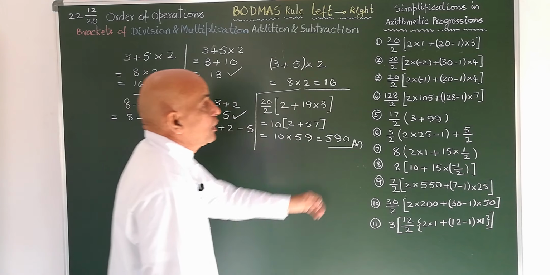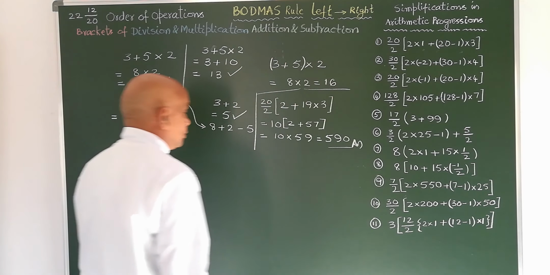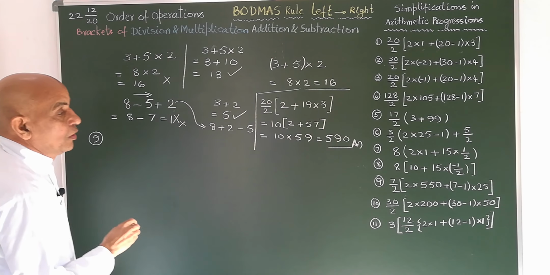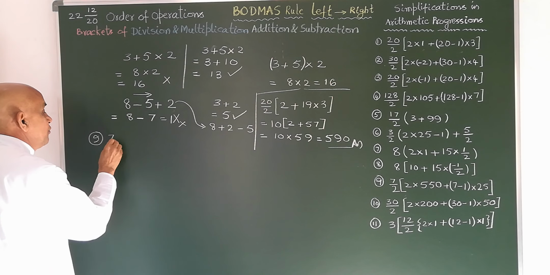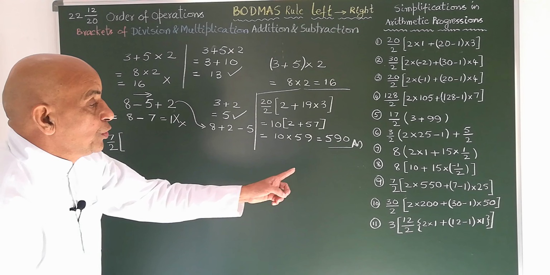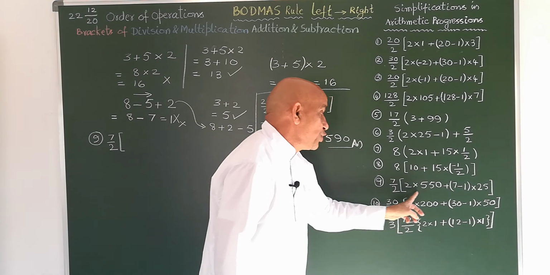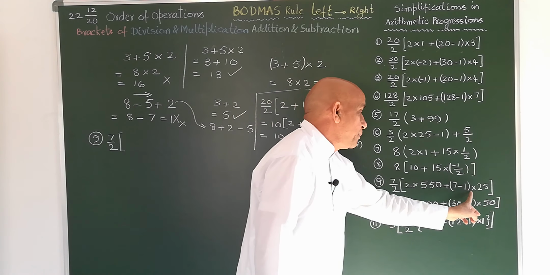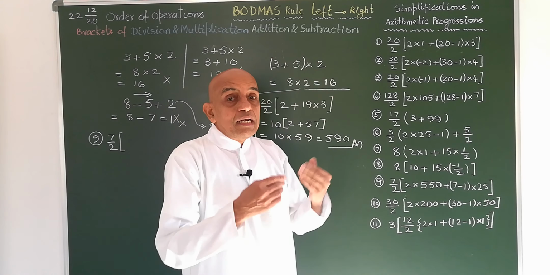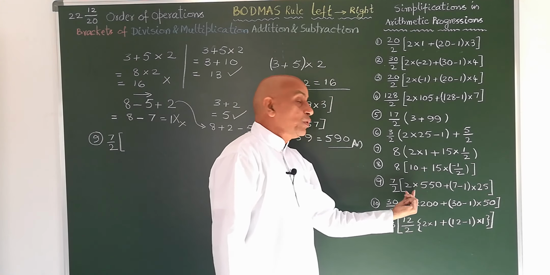Okay, let us look at one more problem. Which problem we can take? Let us take the 9th problem. What is that ninth problem? 7 by 2 into 2 into 550. So this simplification you can do, and here bracket you can simplify and write the same thing. So mental calculations you can practice. This is 550 2 times.